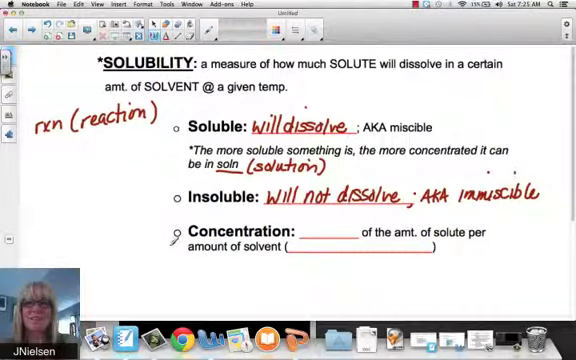And concentration refers to the ratio of the amount of solute per the amount of solvent. So when we talk about this, we're talking about the ratio of solute to solvent.